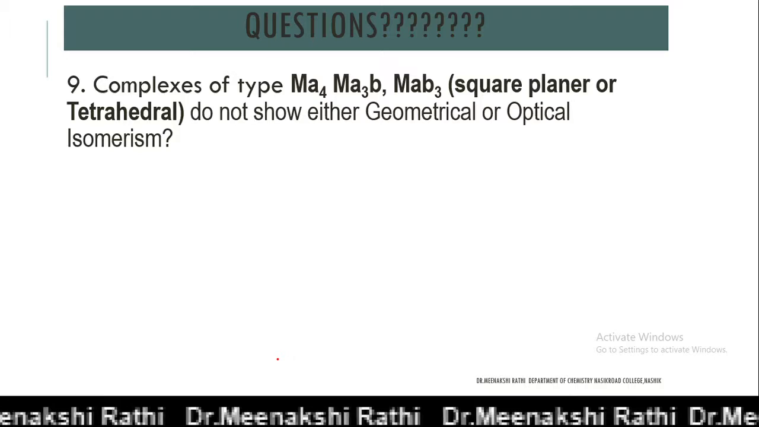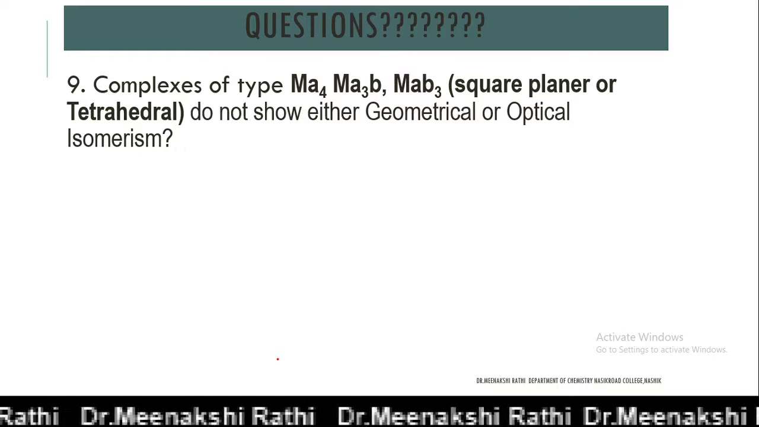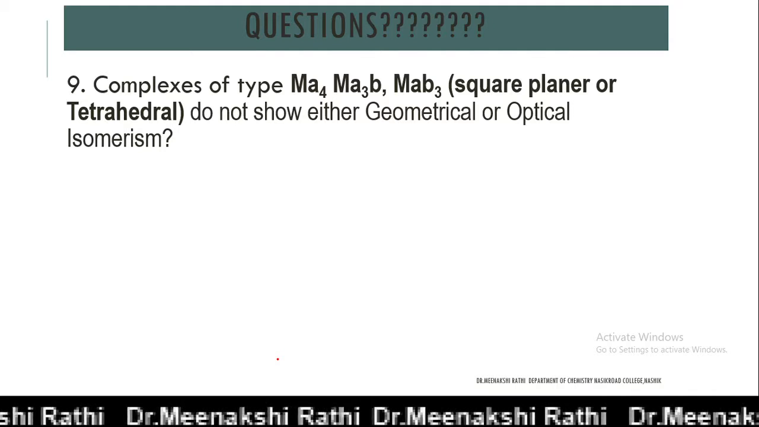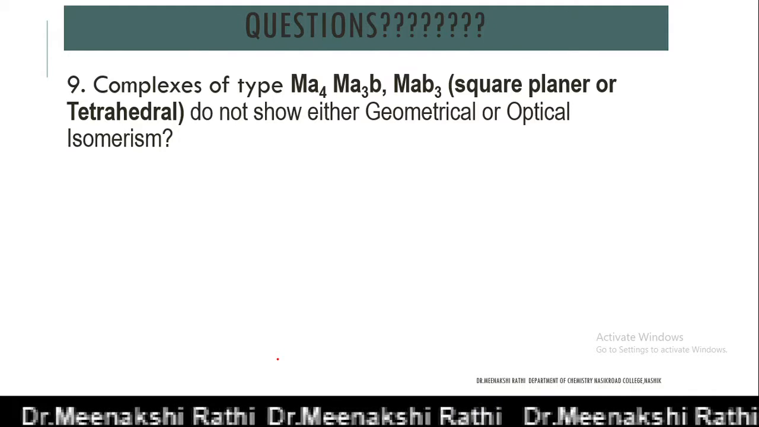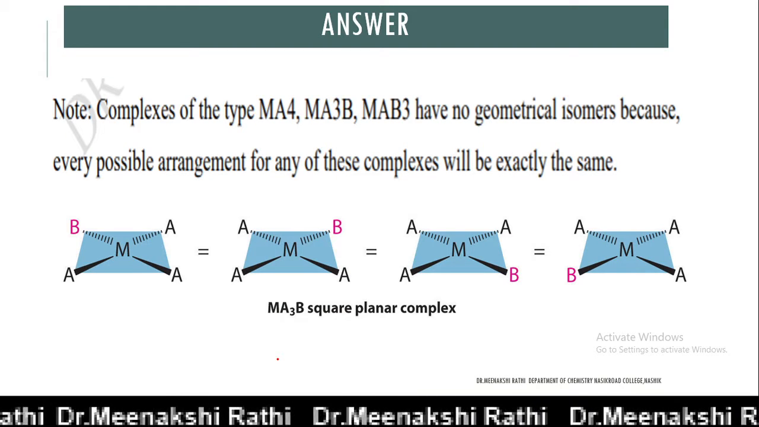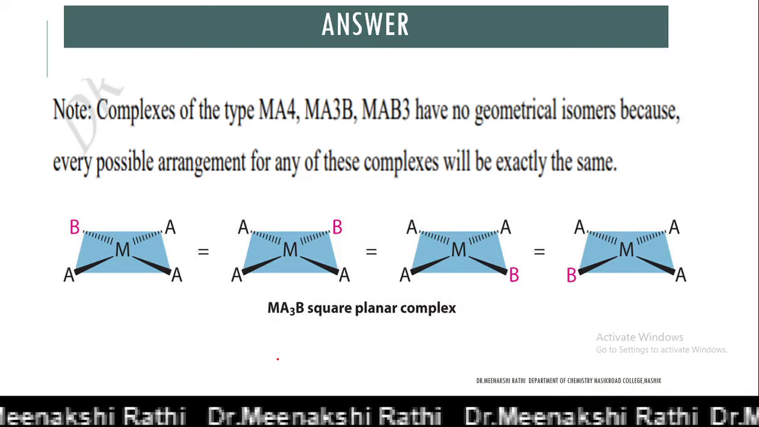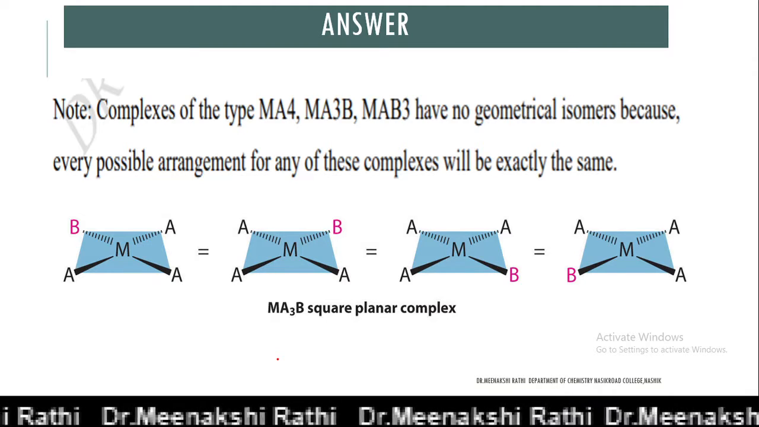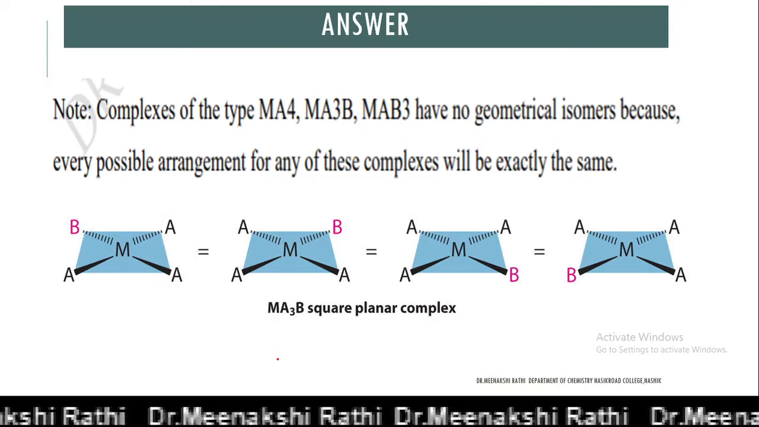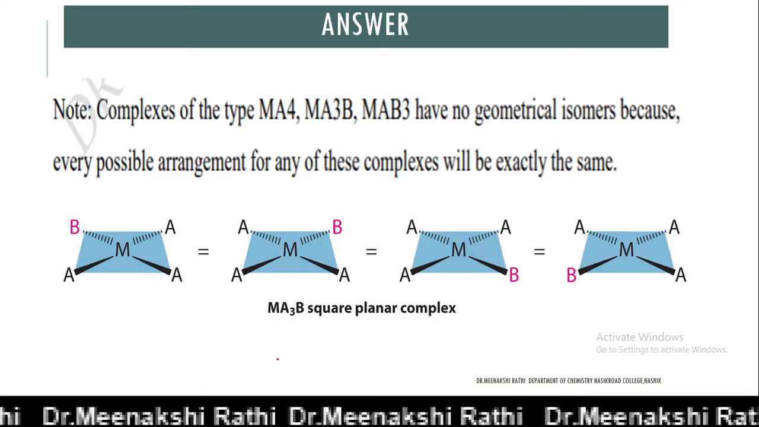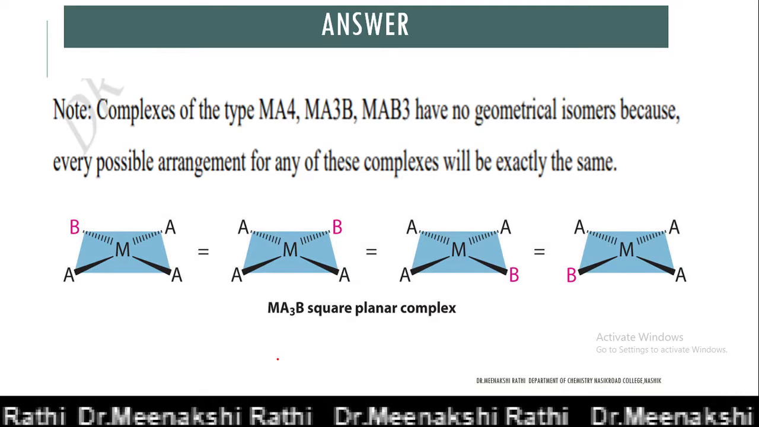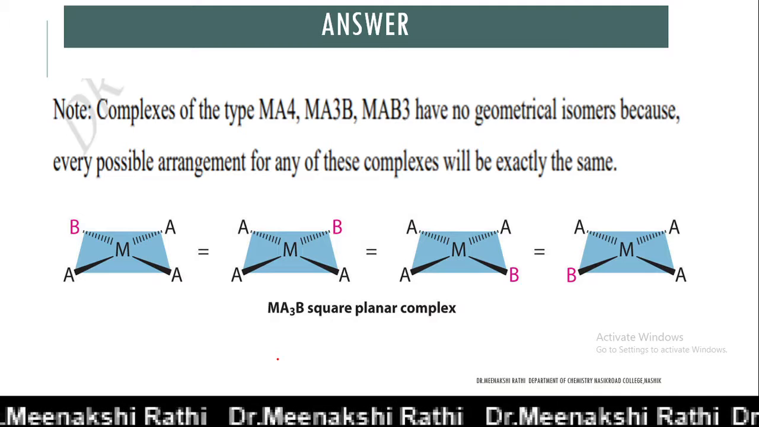Complexes of type Ma4, Ma3b, Mab3, square planar or tetrahedral, do not show either geometrical or optical isomerism. Why? Now the answer: complexes of type Ma4, Ma3b or Mab3 have no geometrical isomer because every possible arrangement for any of these complexes will be exactly the same.